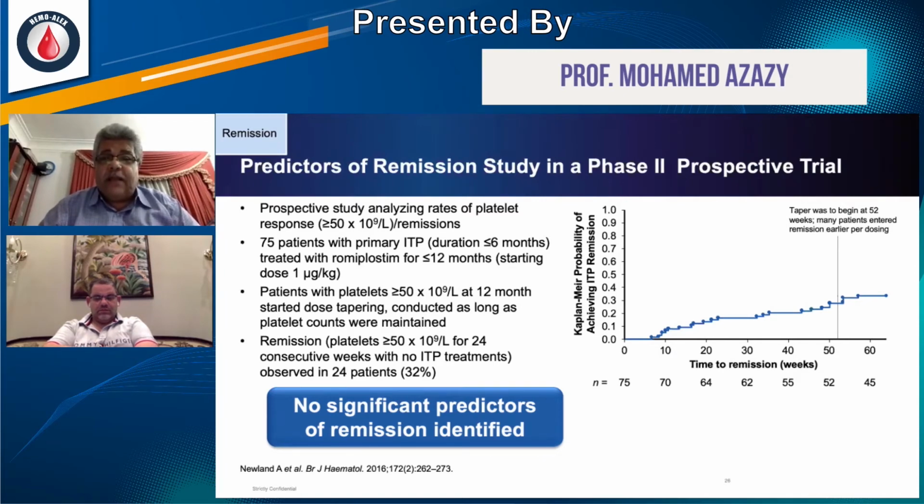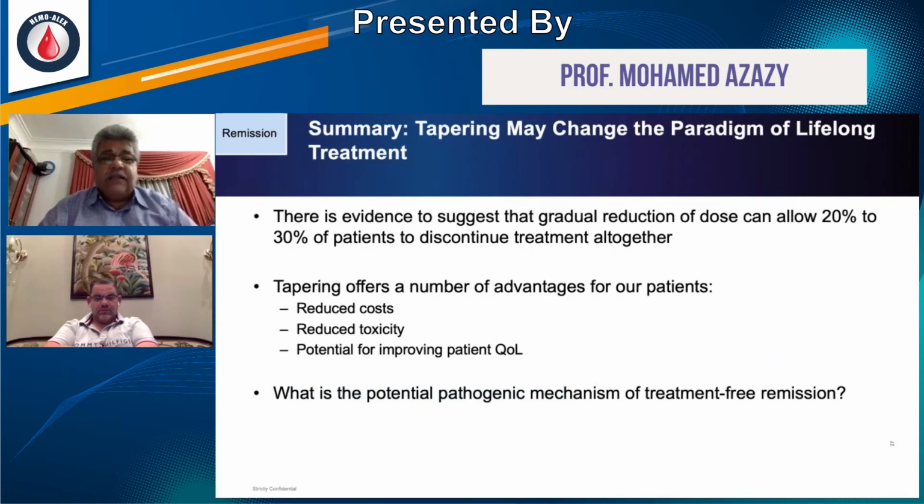In summary, tapering may change the paradigm of lifelong treatment. There is evidence to suggest that gradual reduction of dose can allow 20 to 30%, that's to say one third, of ITP patients to discontinue treatment altogether, or to be in a treatment-free state. Still, they maintain the response to TPO once re-challenged with the drug. Tapering offers a number of advantages: it reduces the cost, reduces the toxicity, and potentially improves the quality of life of the patient, and the patient will have a lot of hope when he is free of any treatment. This is another crucial point for those patients.